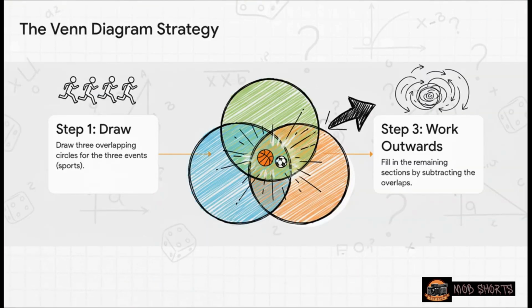This is where the magic happens. The strategy is so simple, but it's so powerful. You draw your 3 overlapping circles for the sports. But here's the absolute key, the one trick you need to remember. You don't start from the outside. You always start from the dead center and work your way out.